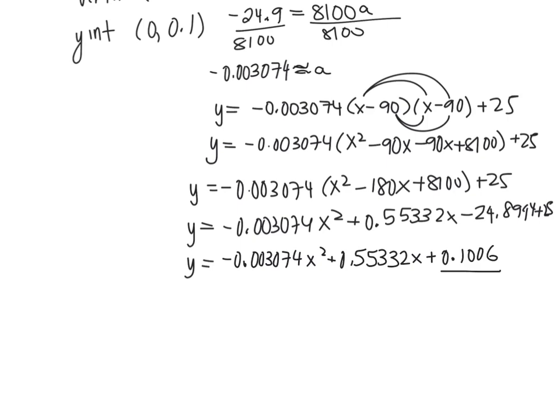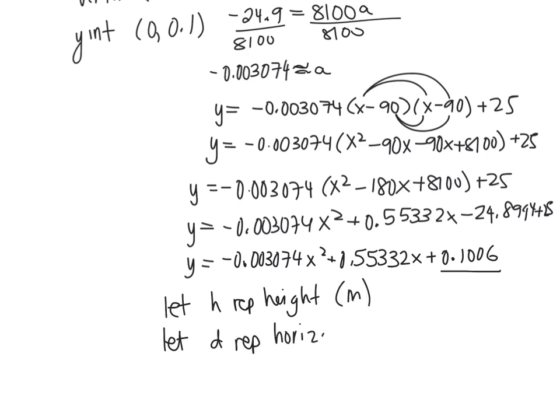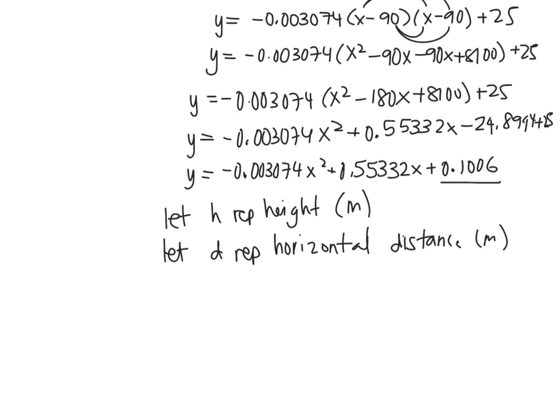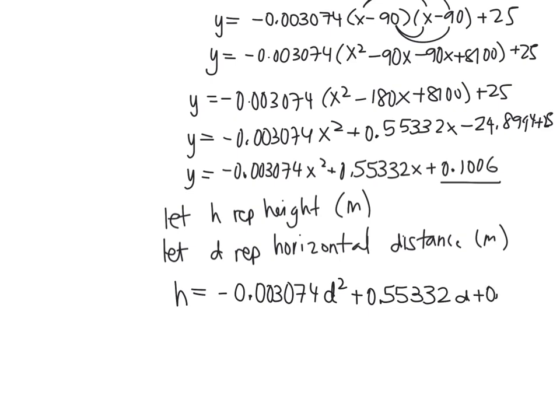And now let me put my let statements and put some meaningful variables. So I'm going to say let h represent the height, and that's in meters, and let d represent the horizontal distance. And that is also in meters. And then we can finish this off and write h equals negative 0.003074 d squared plus 0.55332d plus 0.1006. And then that would be your equation.